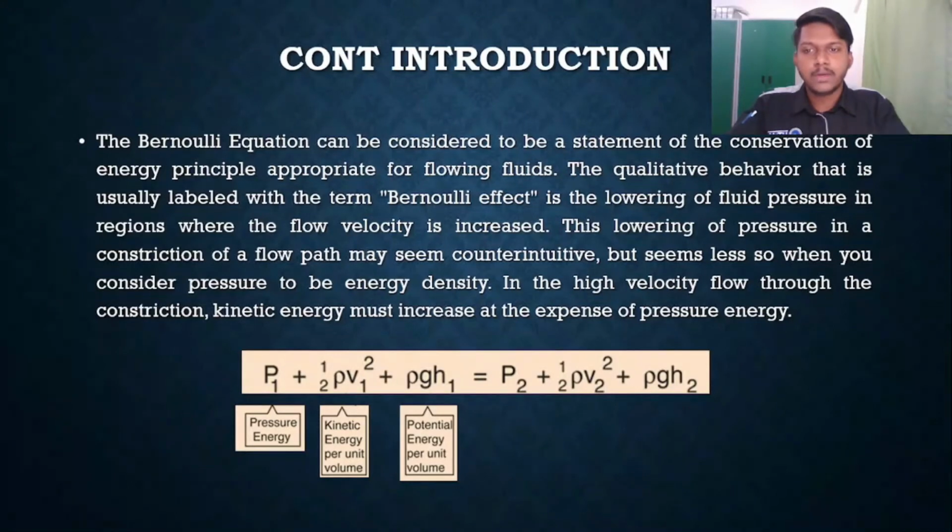So as the formula, P1 plus 1/2 rho V squared plus rho g h. So this is the main formula.